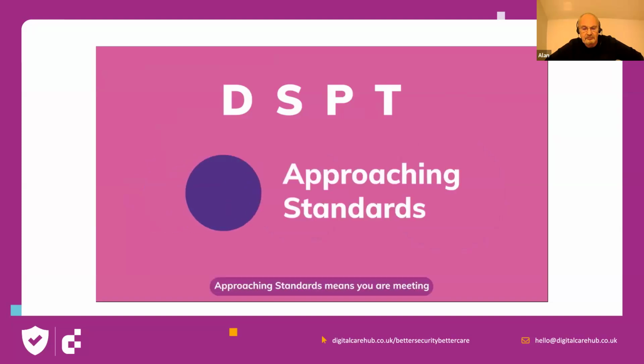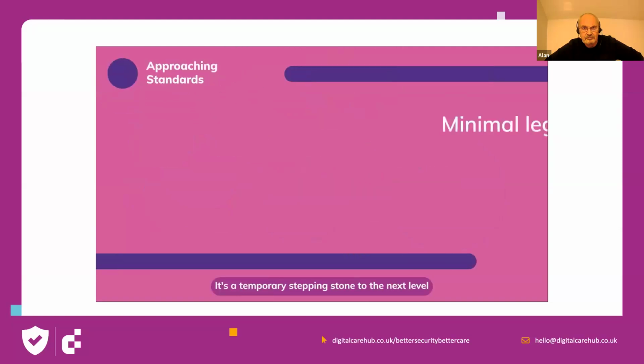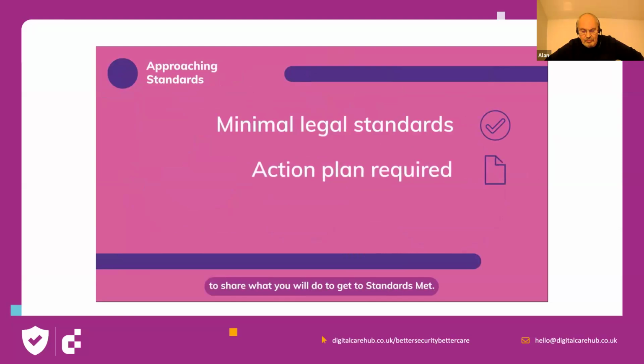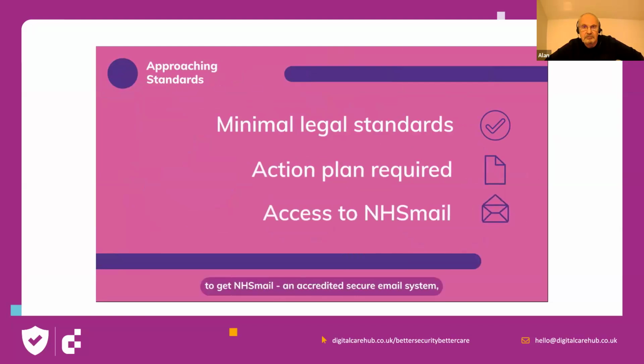Approaching standards means you are meeting minimum legal standards. It's a temporary stepping stone to the next level, and you will need to produce an action plan to show what you will do to get to standards met. Approaching standards also enables you to get NHSmail, an accredited secure email system which helps you to share confidential information with local authority, NHS and other colleagues.